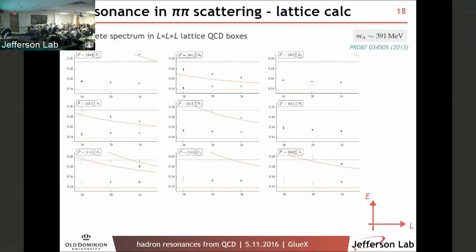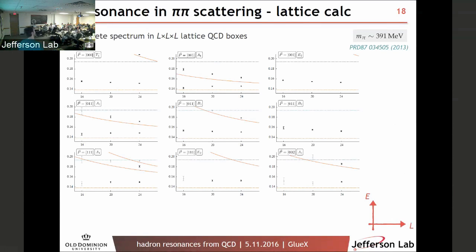3 different boxes, 16 cubed, 20 cubed, 24 cubed. Energy spectrum, each of these little black dots. We see there's only 1 point here, only 1 here, 2 here. But this one's above K-Kbar threshold, so it's not very interesting. Okay, so that's not great, 3 points.